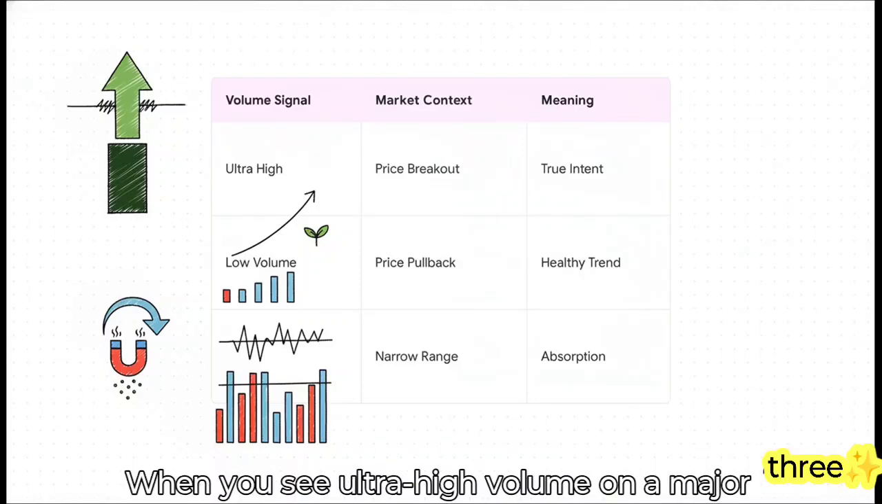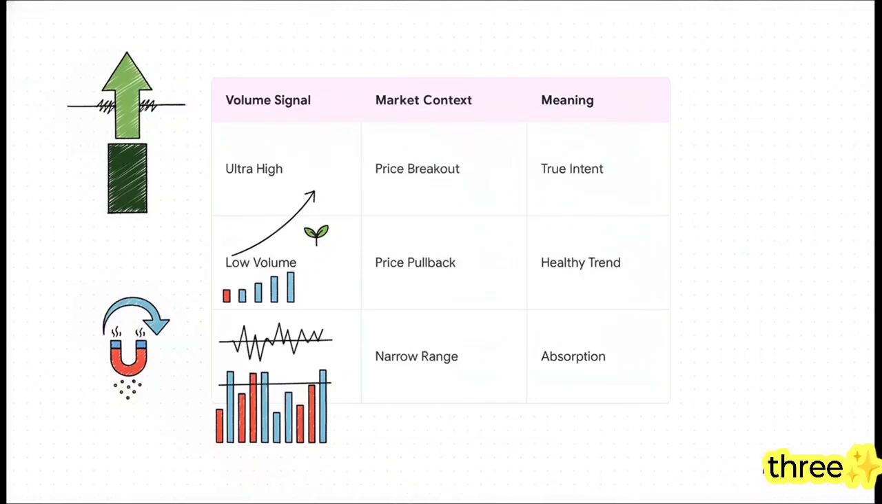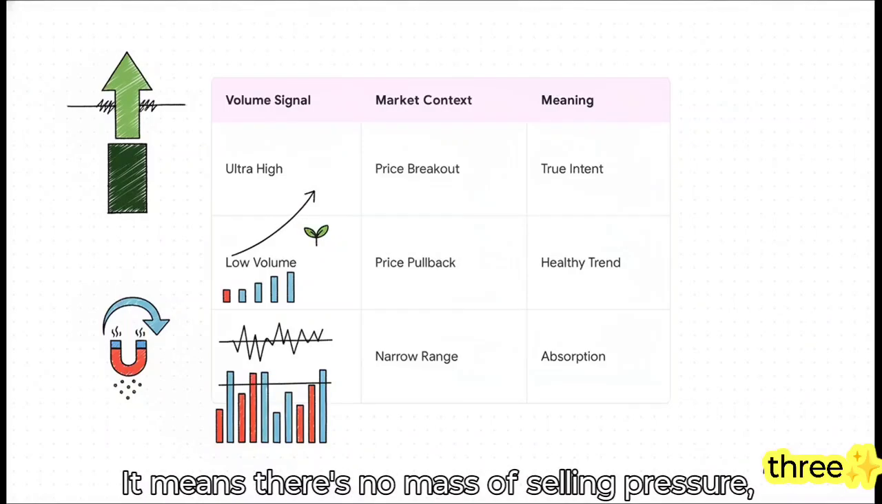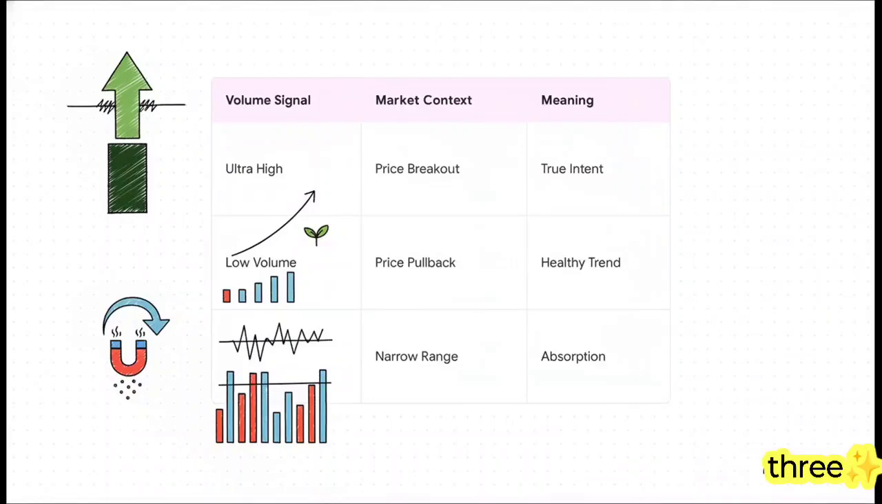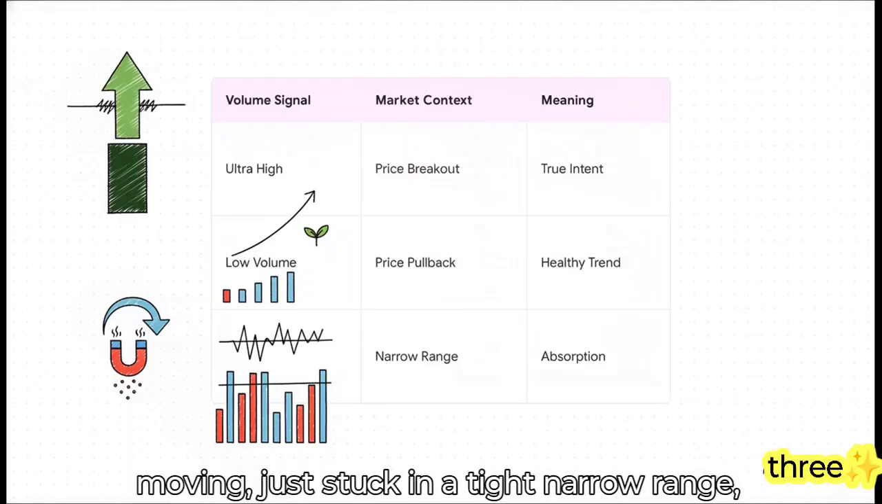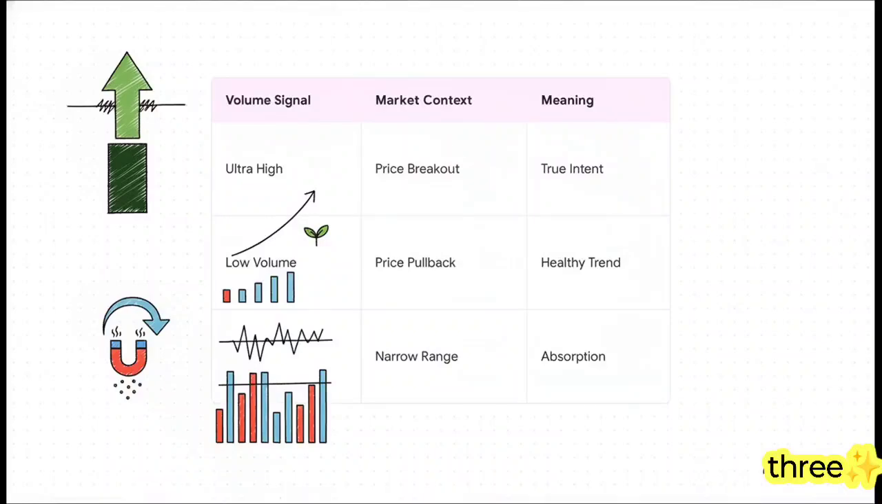When you see ultra-high volume on a major price breakout, that is true institutional intent. It's generally safe to follow. When the price pulls back during a trend on very low volume, that's actually great. It means there's no massive selling pressure, it's just a healthy trend confirmation. But you really need to pay attention to that bottom scenario. If you see high volume but the price is barely moving, just stuck in a tight, narrow range, that means a massive battle is happening. Someone big is absorbing all the orders, and a major reversal could be right around the corner.